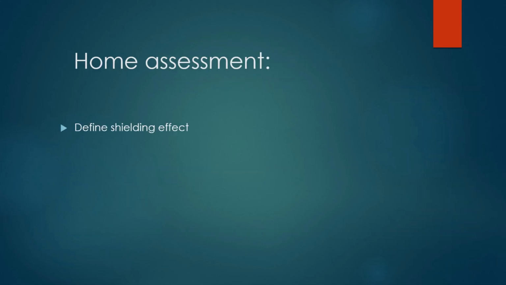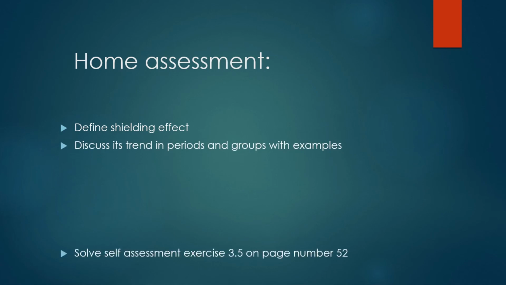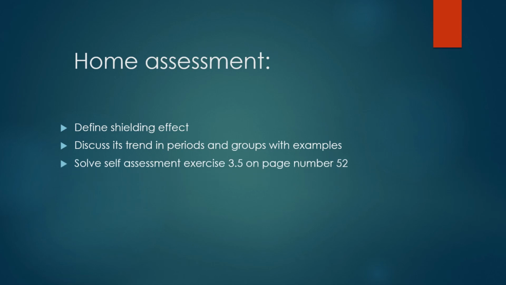Now your home assessment is to define shielding effect, discuss its trends in period and group with examples, and solve self-assessment exercise 3.5, which has been given on page number 52, and inbox your assignment to your relevant teacher.